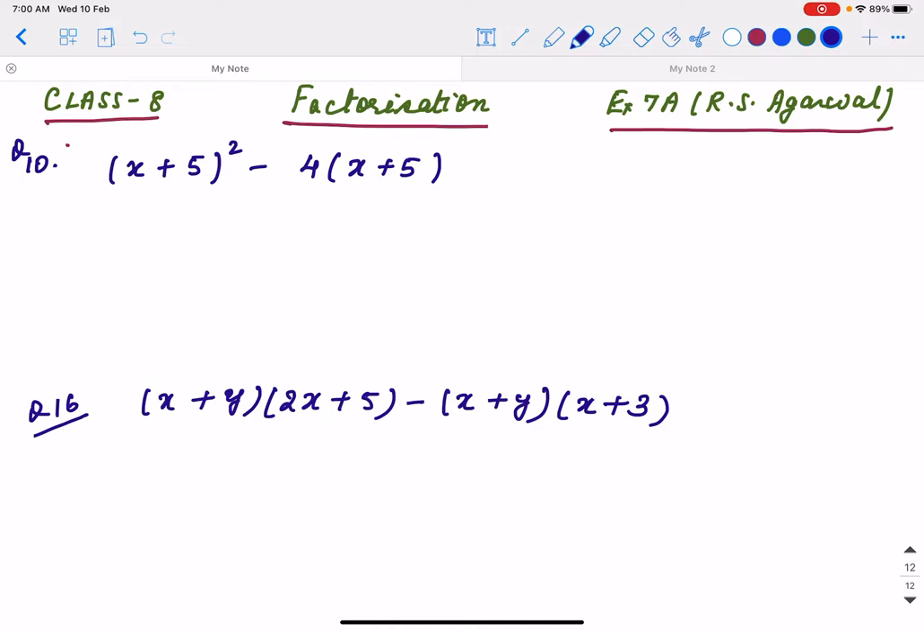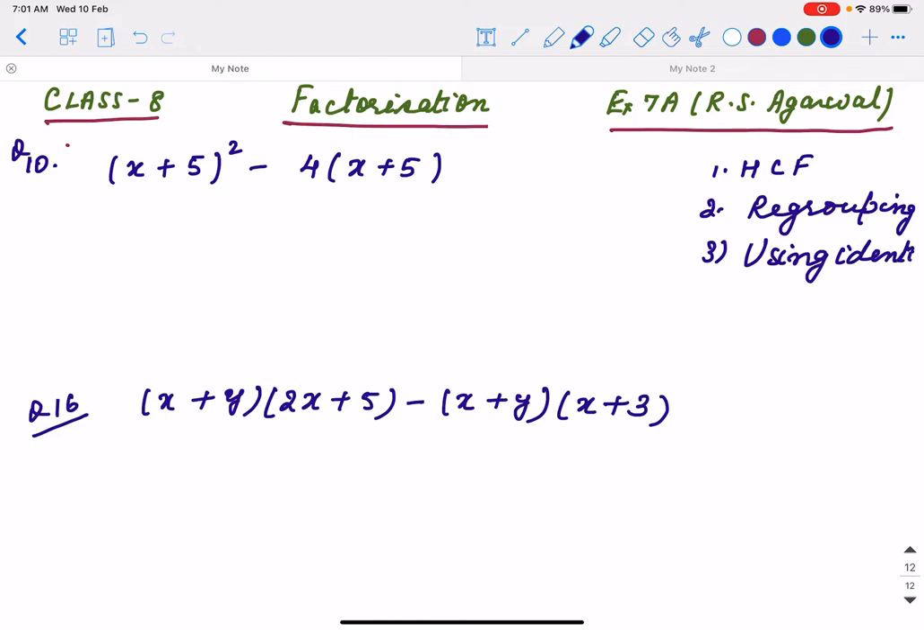Here is your doubts and factorization chapter, RS Agrawal book, exercise 7A. So what are the four methods we have done? First is HCF, second is regrouping, third is using identities, and fourth is splitting the middle term.